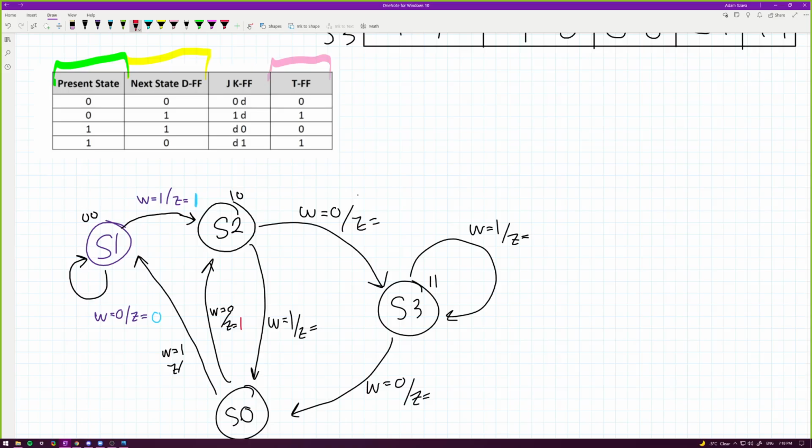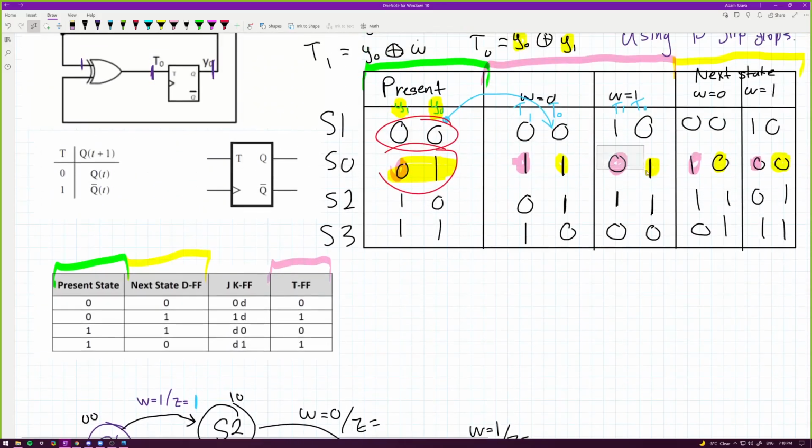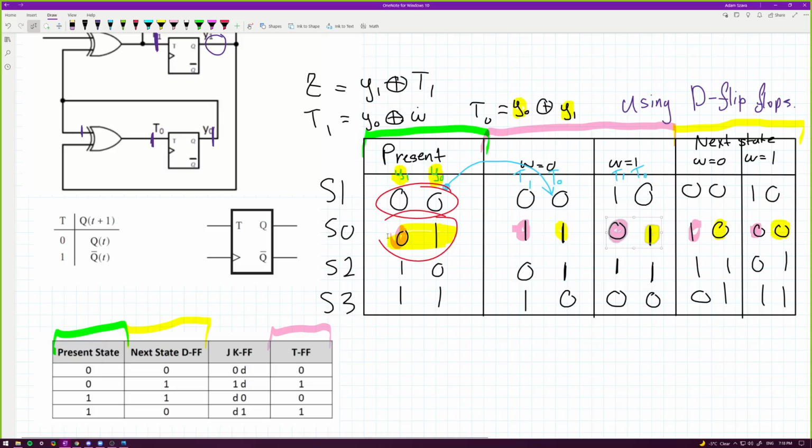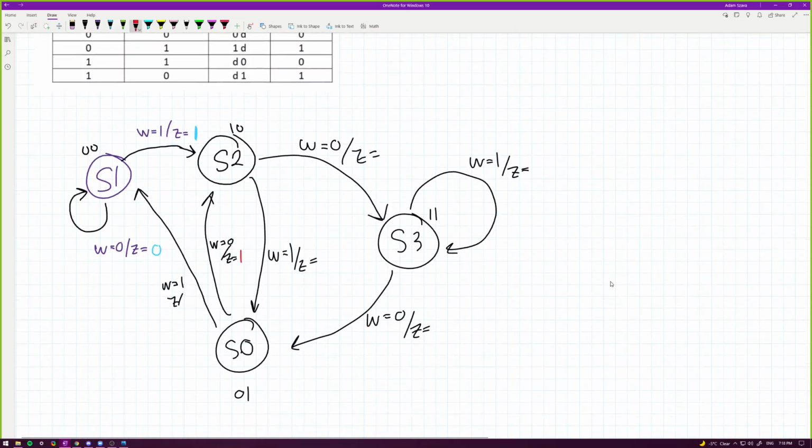Then if W is equal to 1, it's still Y1 XOR T1, 0 XOR 0, so that's 0 this time. So our output is going to be 0. Okay, good, we got that.